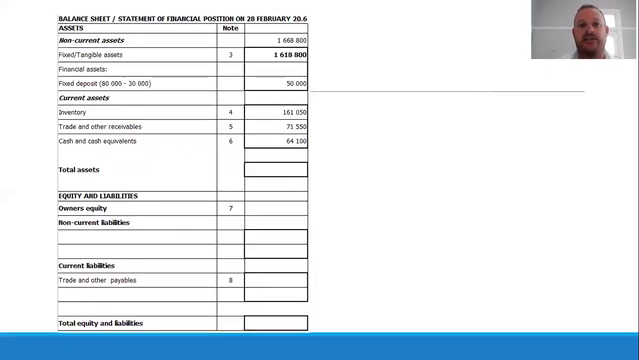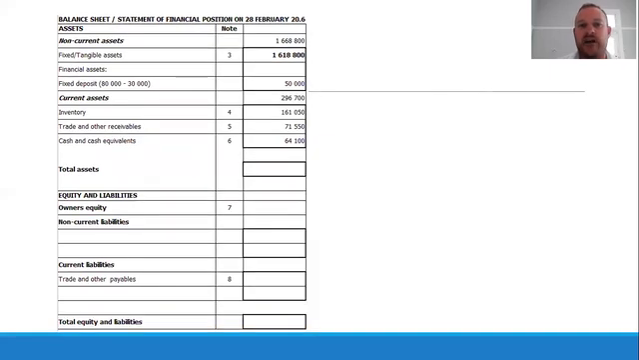And you'll see that's what you would do with that amount. You transfer it straight to the actual balance sheet. Same thing, they're in a block. That means we add them all up and we put a total above the block. So we add up inventory, trade and other receivables, cash and cash equivalents, and you end up with a total amount of current assets of 296,700.